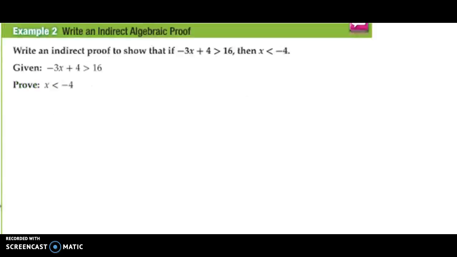So we're actually going to start trying to write some indirect proofs here. It says write an indirect proof to show that if negative 3x plus 4 is greater than 16, then x has to be less than negative 4. Hypothesis, conclusion. The conclusion is x is less than negative 4. So what's the negation of x is less than negative 4? Well, we're going to assume that x is greater than or equal to negative 4.